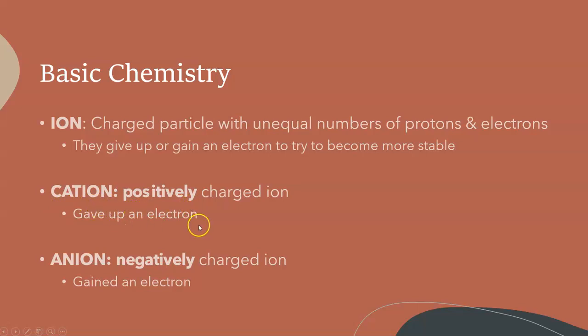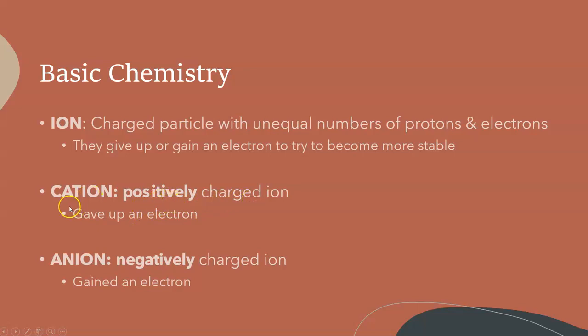If they have a positive charge, that means that they've given up an electron. In our example, oxygen has 8 protons and 8 electrons. If it had 8 protons and only 7 electrons, it would then have a +1 charge. 8 minus 7 is 1. So that would be called a cation. Now this is just something you have to remember. A cation is a positively charged ion.